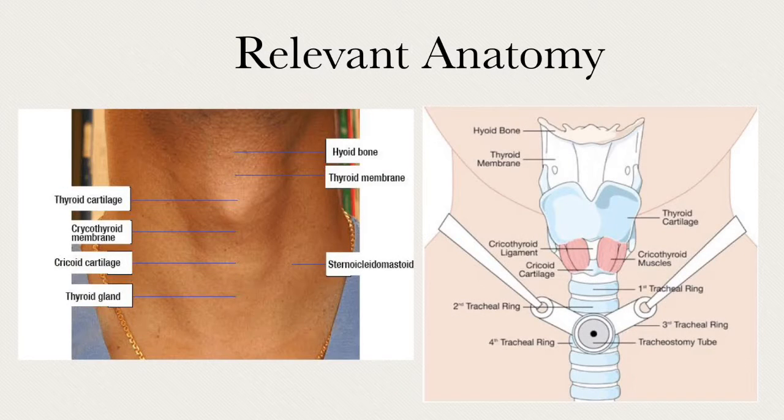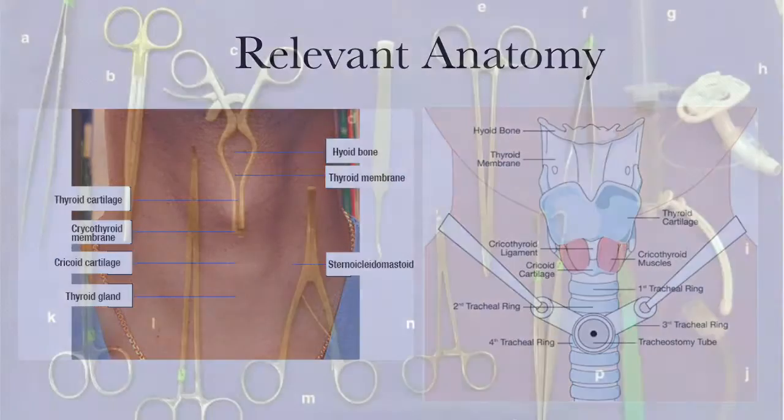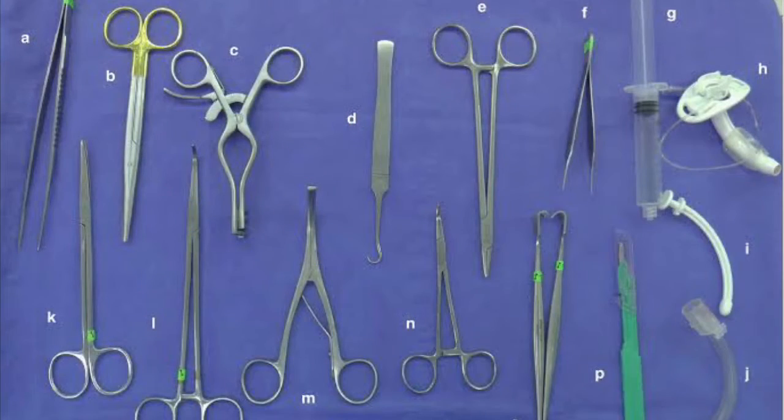Relevant anatomy includes the location of the hyoid bone, thyroid cartilage, cricothyroid membrane, cricoid cartilage, and thyroid gland. Instruments include your tissue tweezers, mosquito forceps, Cooper scissors, muscle retractors, Mayo needle holder, your parts of tracheostomy tube, your obturator, cuffed non-fenestrated tracheostomy tube, inner cannula, and your capped inner cannula.